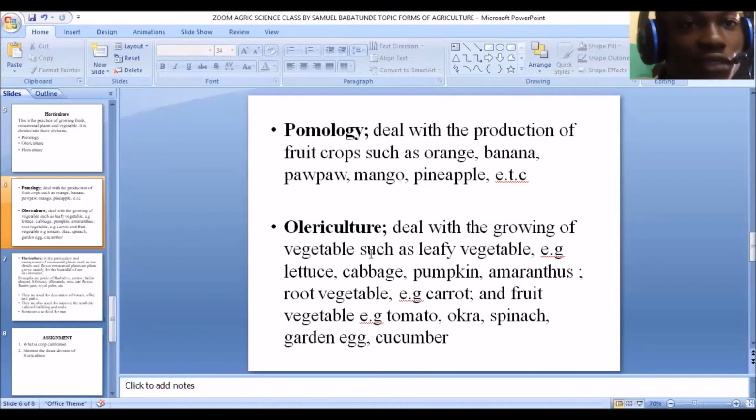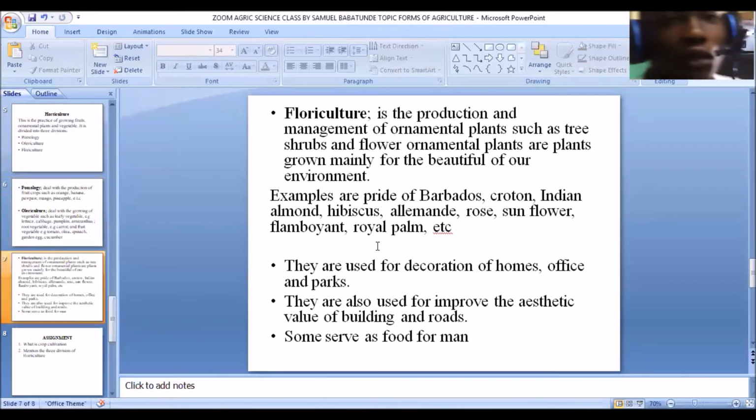Now let's look at the last division. The last division is what? Floriculture. Floriculture is the last division, and I say floriculture is the production and the management of ornamental plants such as trees, shrubs, and flowers. Now, ornamental plants are plants that are grown mainly to beautify what? Our environment. So I told you that floriculture deals with the production and management of what? Flowering plants, plants that beautify our environment, our surroundings, our workplace, our homes, our schools, that are referred to as ornamental plants.